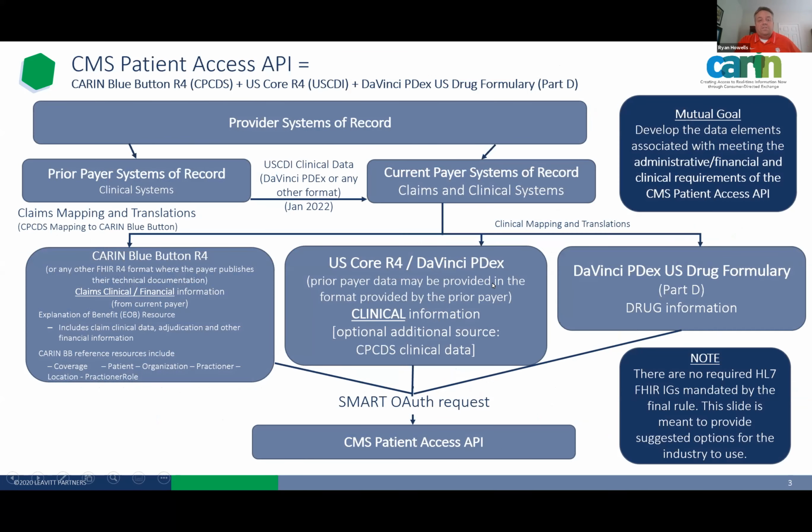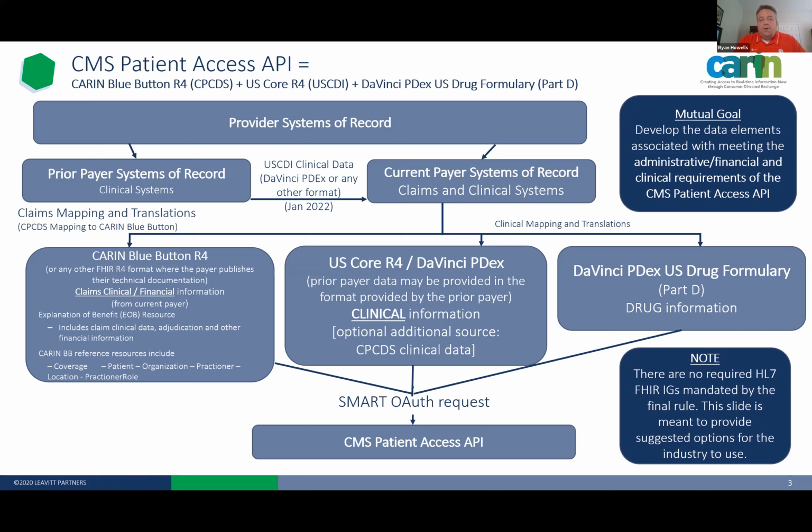Today, our focus is on the CMS Patient Access API and specifically CARIN Blue Button and FHIR Release 4, which includes the claims data and information from the health plans to make that available through that CMS Patient Access API via Smart OAuth request. Although this is a question we've been getting a lot lately: is the CARIN Blue Button implementation guide required under the CMS final rule? The answer to that question is no.